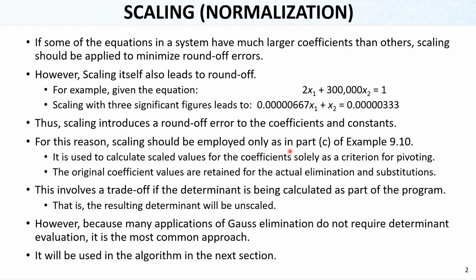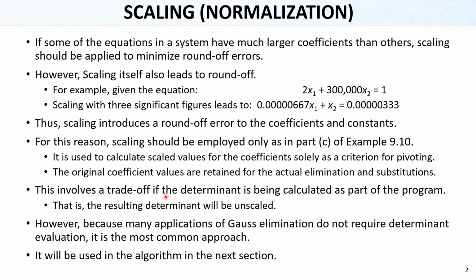If you don't remember, you can go back to a previous example and understand what part C is. And it is used to calculate scale values for the coefficients solely as a criterion for pivoting. So this is important. Use scaling or normalization just for pivoting. Then after pivoting, don't use normalization, but use the original coefficients. So the original coefficients are retained for the actual elimination and substitution operations.